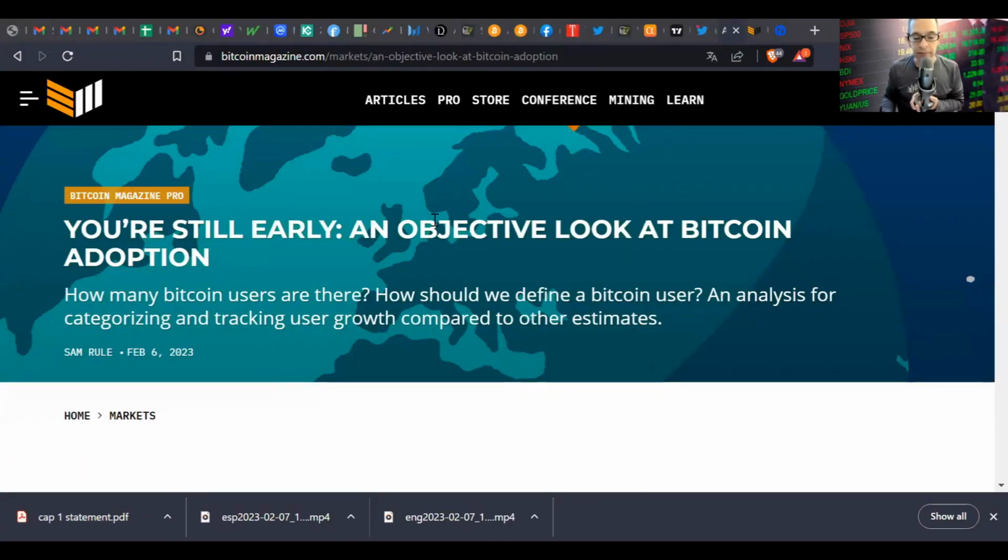You're still early. An objective look at Bitcoin adoption. There are two important questions to ask yourself: how many Bitcoin users are there, and how should we define a Bitcoin user? Before we look at that information, I just want to take a look at Bitcoin.